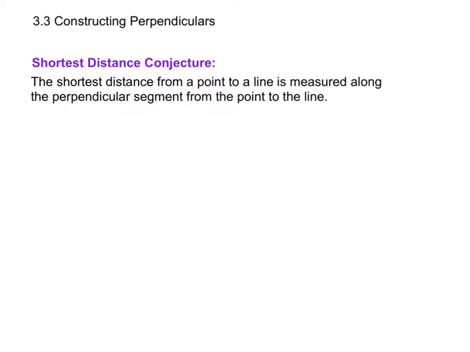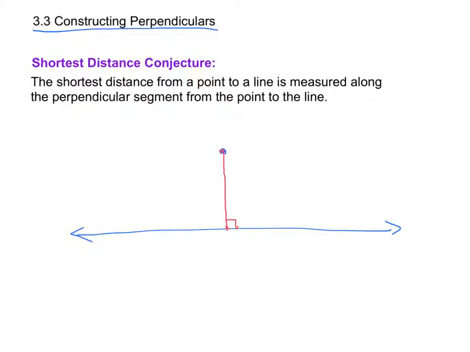So section 3.3 has to do with constructing perpendiculars. So we have another conjecture here. The shortest distance conjecture, which states that if you have a line and a point, then the shortest distance from a point to a line is measured along the perpendicular segment from the point to the line. So if we have a line and a point here, then the shortest distance is going to be right here, this perpendicular segment from the point to the line. As you can see, any other segment from the point to the line is going to be longer than the perpendicular one.